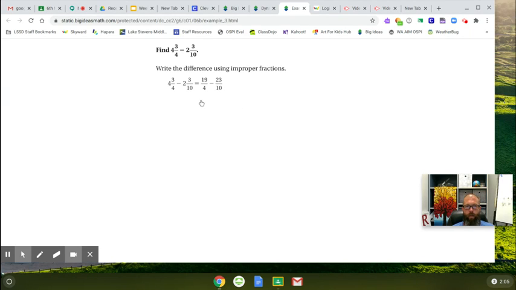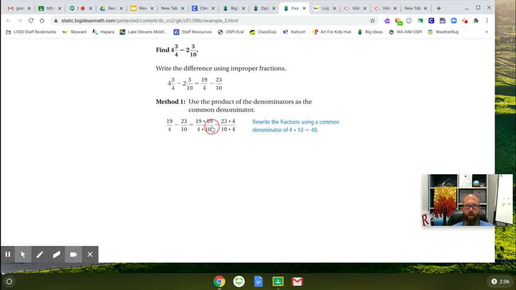And now I still can't subtract, but we're going to do two methods here. Method number one, use the product of the denominators as the common denominator. There's going to be a lot of stuff on here, so you might have to pause and figure out what's going on. The product of the denominators would mean I multiply them together. 4 times 10 would be 40. If I do it to the bottom, I have to do it to the top. And that's what you see here, 4 times 10.